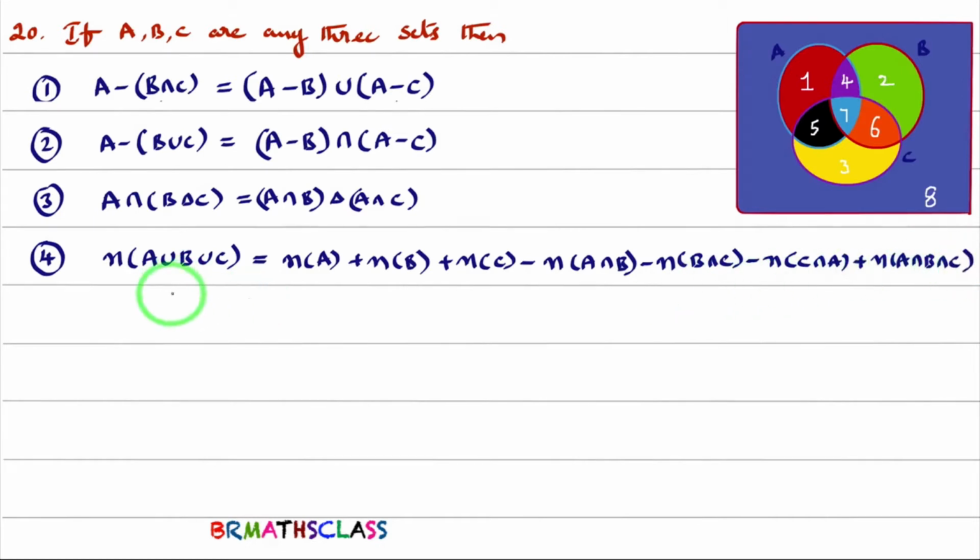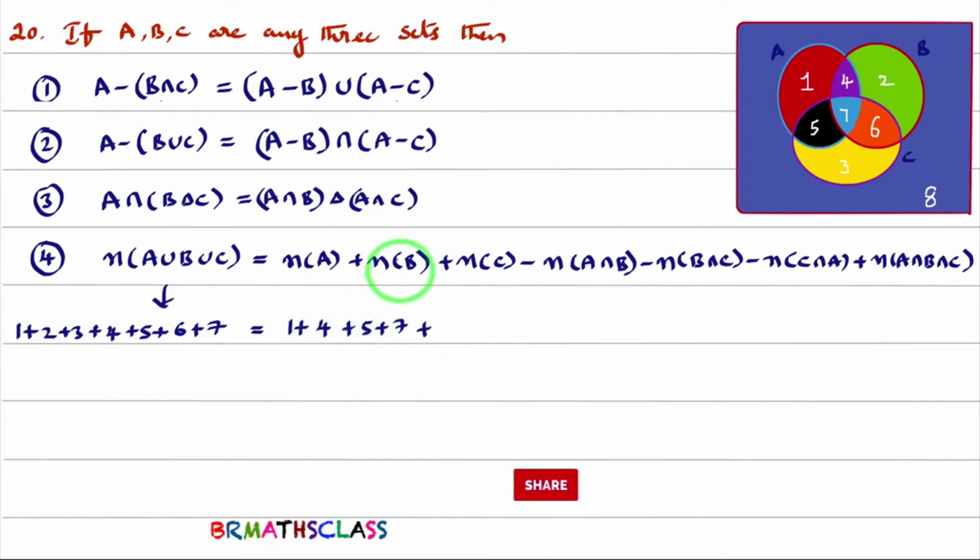I will try to check this result by using this Venn diagram. So what is n of A union B union C? 1 plus 2 plus 3 plus 4 plus 5 plus 6 plus 7. Right? Other than this 8. So up to 7. Okay. n of A. What is A here? A is 1 plus 4 plus 5 plus 7. Okay. n of B. What is B here?